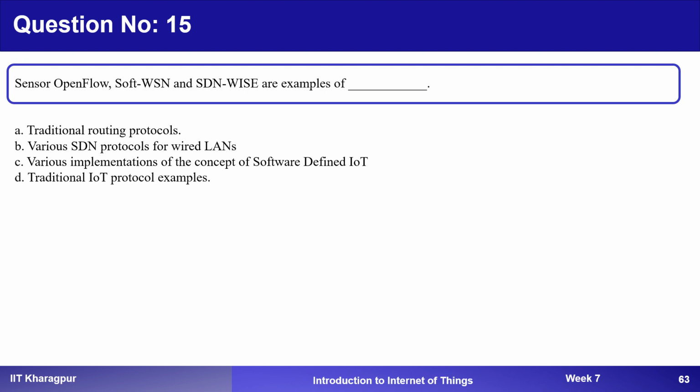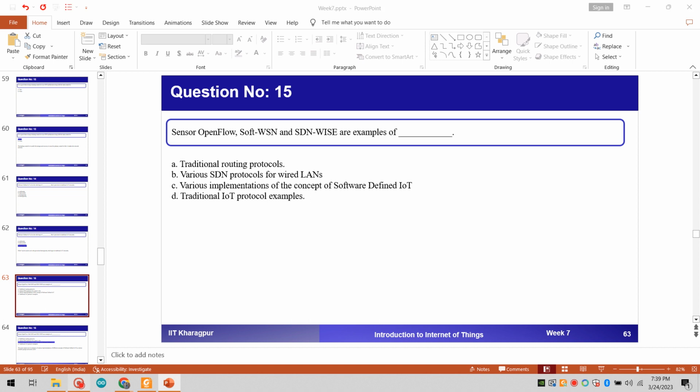Next question is, sensor open flow, soft WSN and SDN wise are the examples of. Options are traditional routing protocols, various SDN protocols for wired LANs, various implementations of the concept of software defined IoT, traditional IoT protocol examples. C. Okay, anyone else?